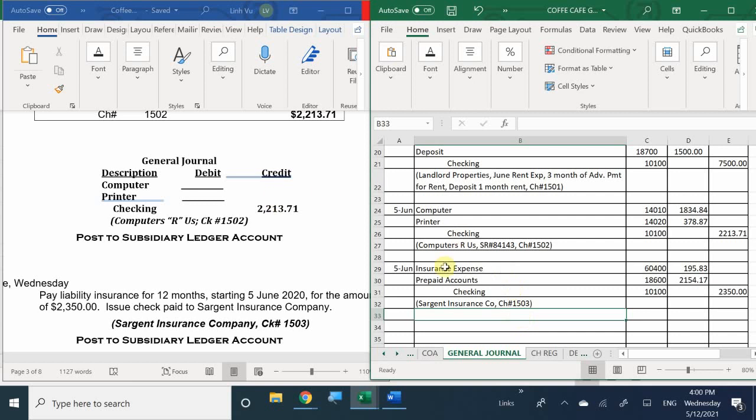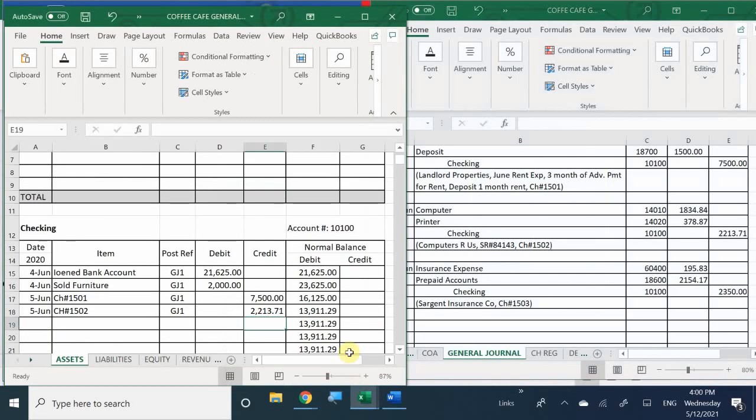All right. So now that we've finally completed our journal, what's the next step? Next step is to post it to the general ledger.